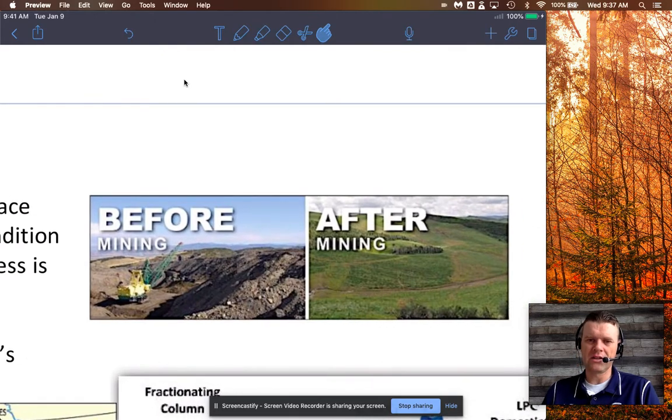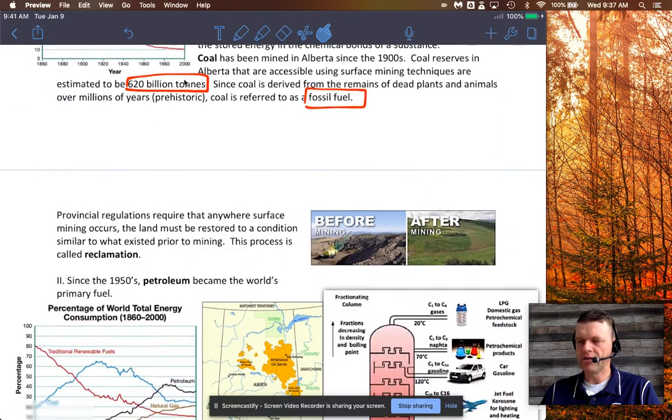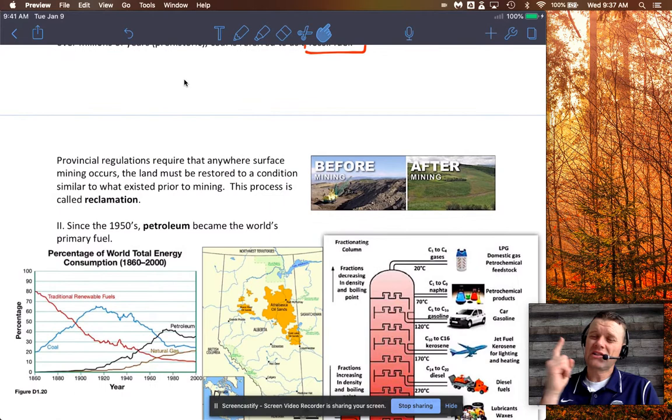Obviously, it won't be exactly the same, but at least you can regrade things and put grass down and stuff like that, and maybe get some clean water in certain areas. So that's coal, though. Okay. But the real moneymaker is petroleum. When we use the word petroleum, we're referring to basically crude oil.